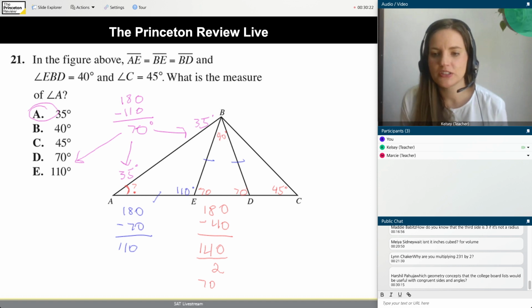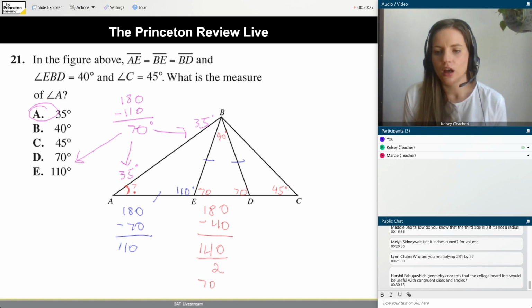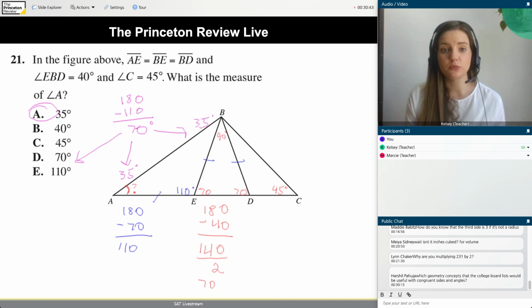Which geometry concepts that the College Board lists would be useful with congruent sides and angles? Nothing advanced, really. Truly, the thing that makes geometry questions difficult on the SAT and ACT is not the content level. It's the way that they give you these weird pieces and expect you to understand how to fit them together in a way that you're not used to dealing with. So knowing your complementary angles, your supplementary angles, knowing the rule with intersecting parallel lines like we just did with the last problem, that's going to be sufficient to get you through most of the plane geometry.